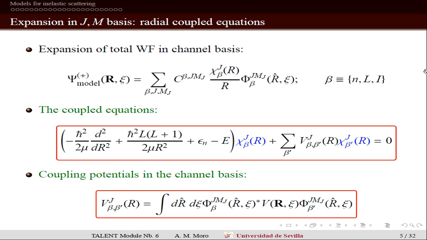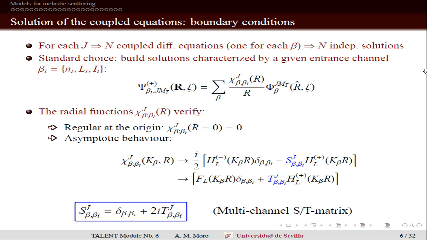So these radial equations are solutions of these coupled differential equations in one variable, that is the modulus of this vector R, and the coupling potentials in this channel basis are now of this form. Then, to complicate things a bit more, we discussed that we have a set of equations for each j, because for each total angular momentum, we have a combination of beta channels of L and I, in this example, that can couple to the same j. So in practice, we still have a set of coupled equations.